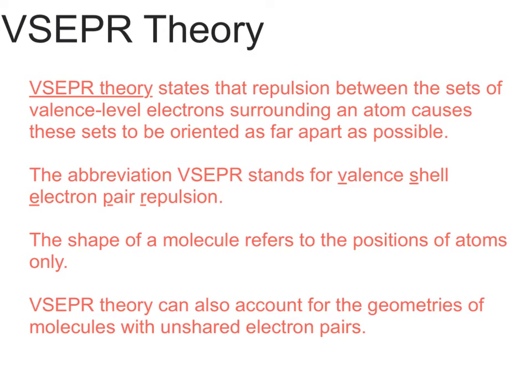And because of this desire to be as far apart as possible, they cause the bonding electrons to be bent or to shift so that the electrons can be as far apart as possible. And this is what contributes to the shape of a molecule. VSEPR stands for valence shell electron pair repulsion. That's what the letters stand for. The shape of the molecule refers to the position of the atoms only. It can also account for the geometries of molecules with unshared electron pairs. So the shape isn't based just on the electrons that are being shared between two atoms, but also on those electrons that are not involved in the sharing or the bonding.